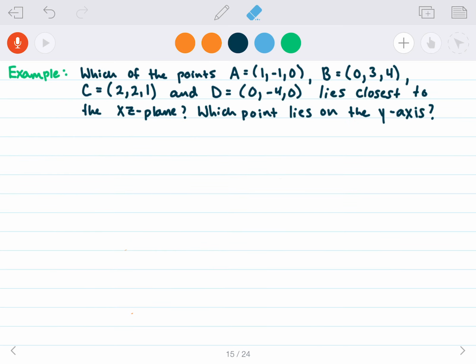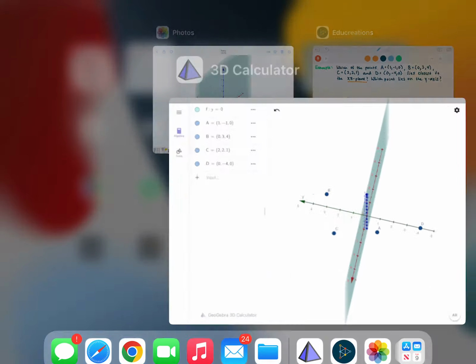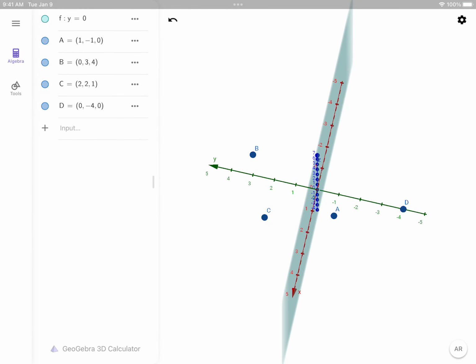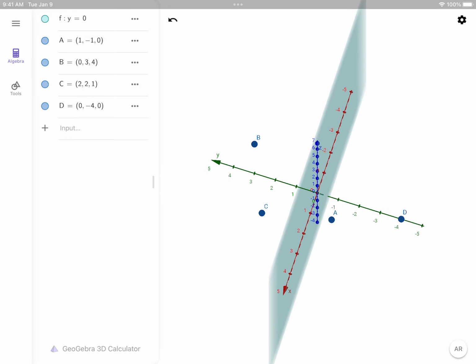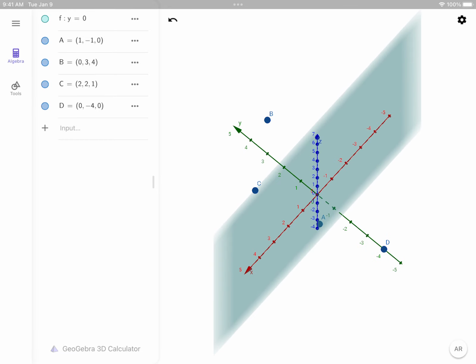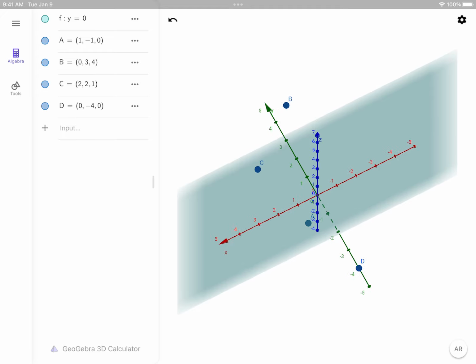All right, which of the points listed below, A, B, C, or D, lies closest to the XZ plane? Okay, so let's take a look at this in GeoGebra. All right, and hopefully you guys are going to get the concept by seeing it visually like this. So we have our points listed here, and we also have the XZ plane, which I listed on the very top row, y equals 0. That's the XZ plane.